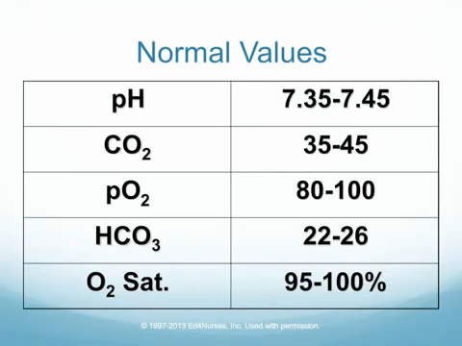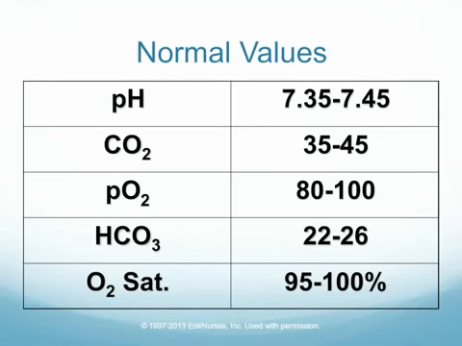On the other hand, look at the CO2. CO2 is 35 to 45. You might be able to remember this easily by just remembering it's the same last 2 numbers as the pH. But the CO2 normal range is 35 to 45. So somebody who has a CO2 of 30 is probably not going to be very symptomatic because there is such a wide range in the CO2.